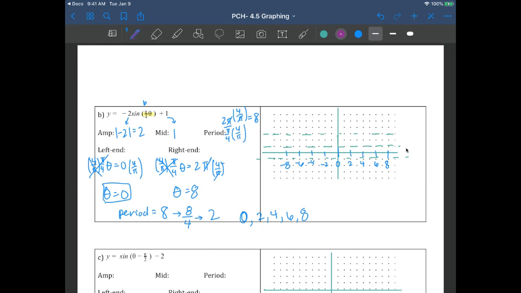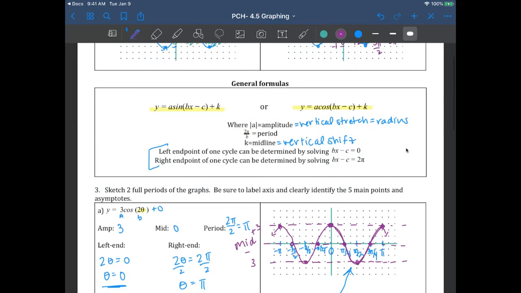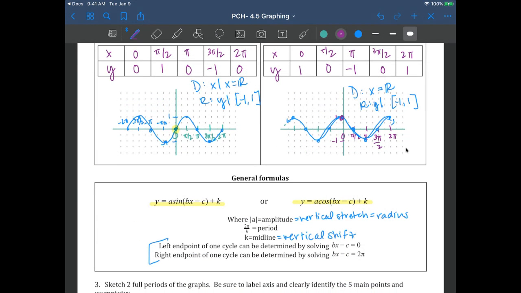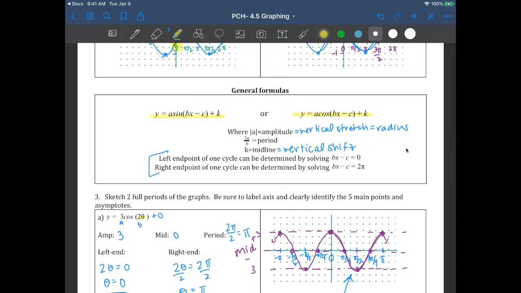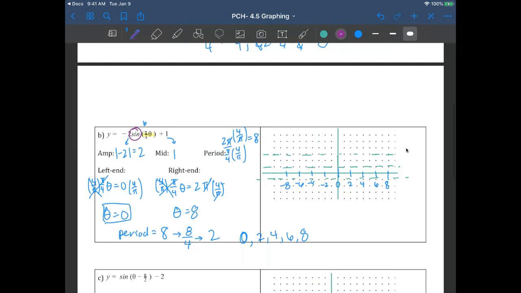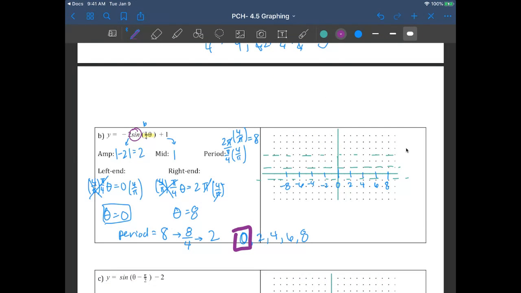All right, so I have a sine function. So we're going to go back up here. Does sine start at the midline or the high point? It starts at the midline here. So at 0, we're going to start at the midline. And then it goes up to the high point, down to the midline, to the low point, and back to the midline. So now reverse this. We're going to go down to the low point, to the midline, to the high point, to the midline.